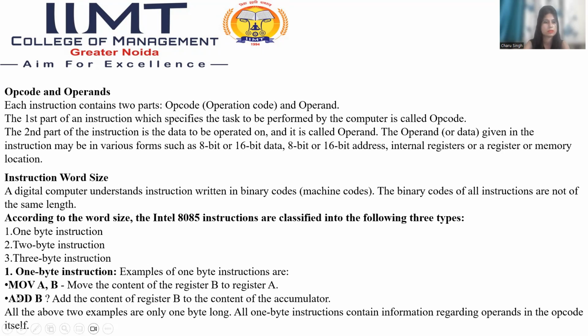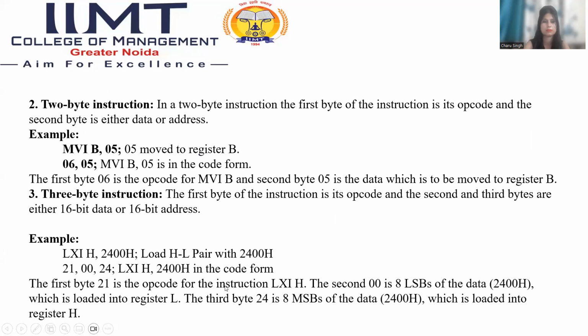Let's discuss the first one. We have MOV A, B, which will move the content of register B to register A. Then ADD B adds the content of register B to the content of the accumulator, because the accumulator will hold the result. Both of the above examples are only 1 byte long, and all 1-byte instructions contain information regarding the operation and the operand itself.